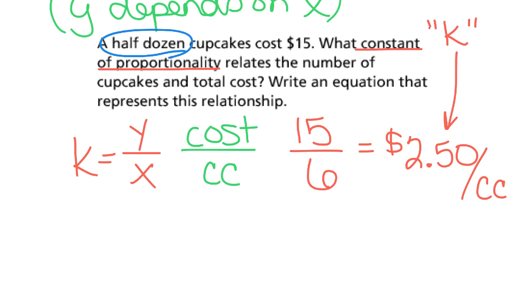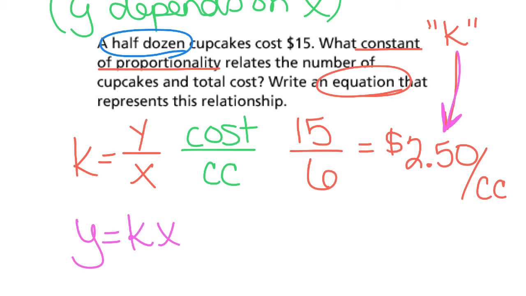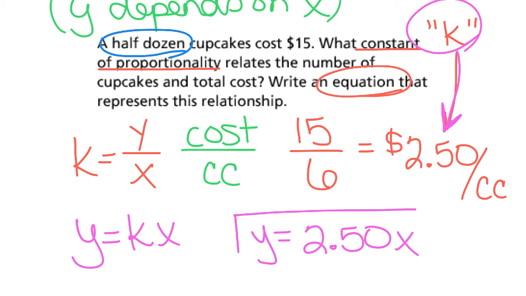The next part of my problem asks me to write an equation. And if I keep in mind, my equation has to be in Y equals KX format. And I know that my K is $2.50. So I can replace my K with 2.50, and my equation is Y equals 2.50X. That is my equation for my proportional relationship.